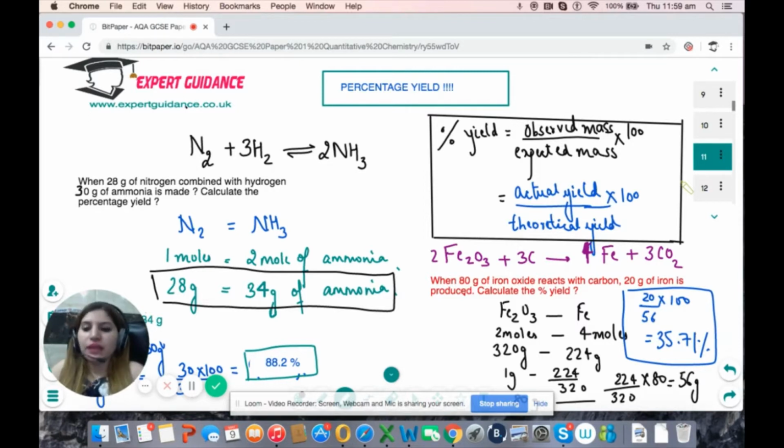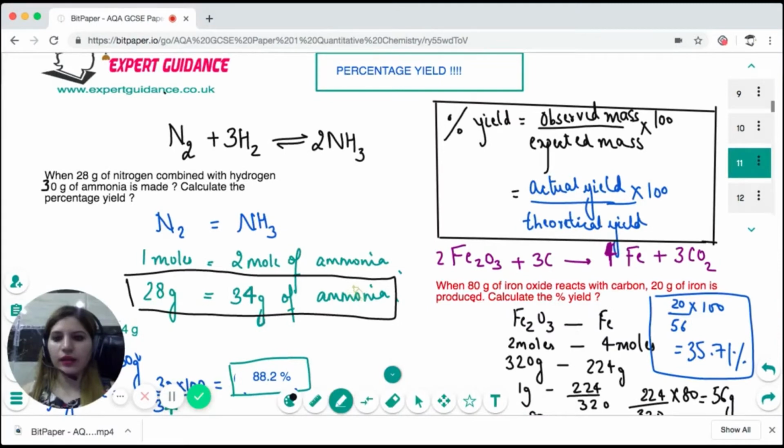Now let us move on to the percentage yield. Whatever we have done so far is the theoretical calculation: by theory, if we are mixing this much amount of reactants, we should get this many grams of products. But that does not happen in reality. In reality, you always get less than what you expect or what you calculate from theory. The ratio of the observed mass over the expected mass gives you the percentage yield. So percentage yield is given by the formula observed mass over expected mass times 100, or you can write it as actual yield over theoretical yield times 100.